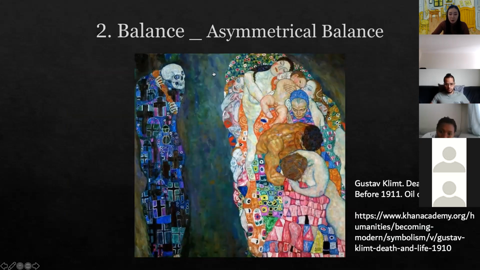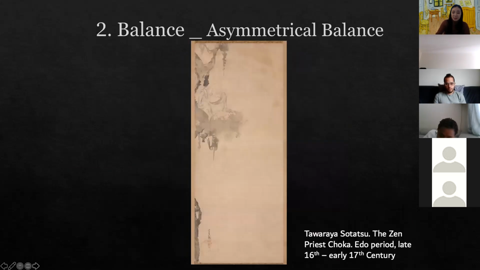Yes. So there is a chunk of bright people on the right side, and there is a dark ghost on the left side, which is occupying a small portion of the full image. So this is the last asymmetrical balance feature. Very good. And here is a tricky one.